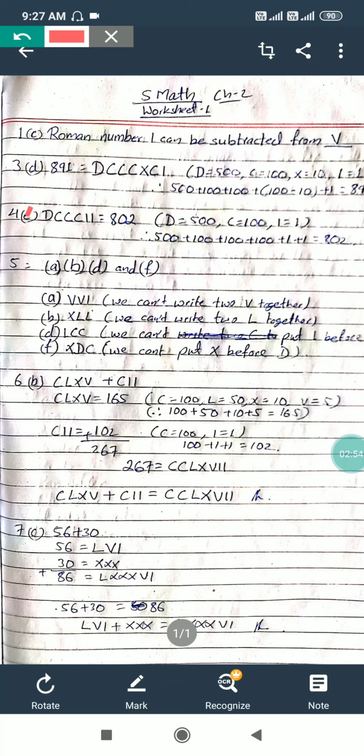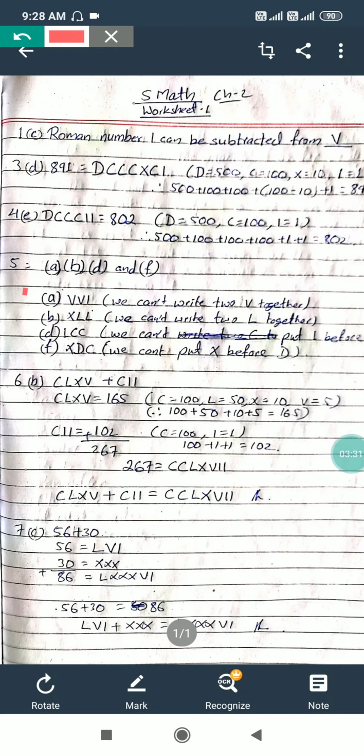Because we know D equals 500, C equals 100 and I equals 1. So for D 500, for C 100, again C 100, again C 100, and for I 1 plus 1. Total is equal to 802. Here comes the answer. DCCCII equals 802.